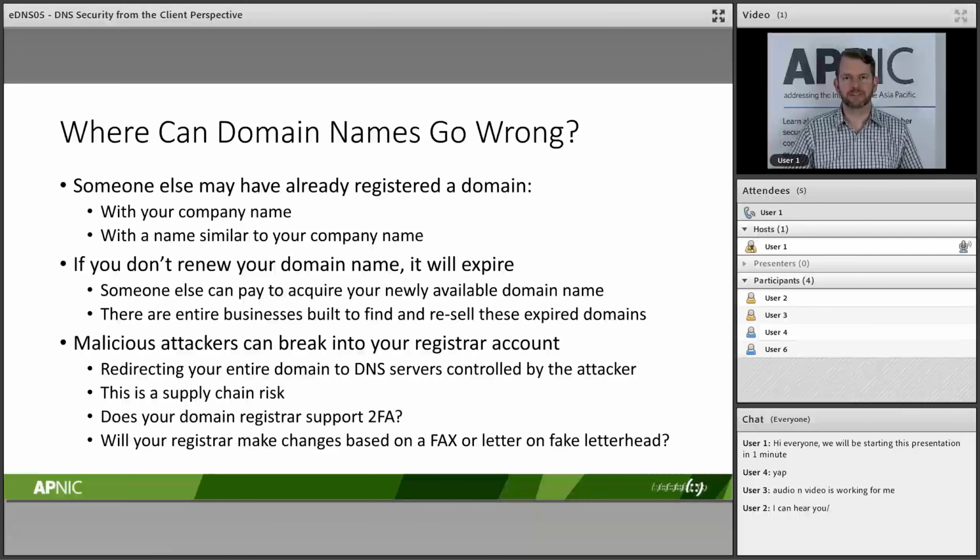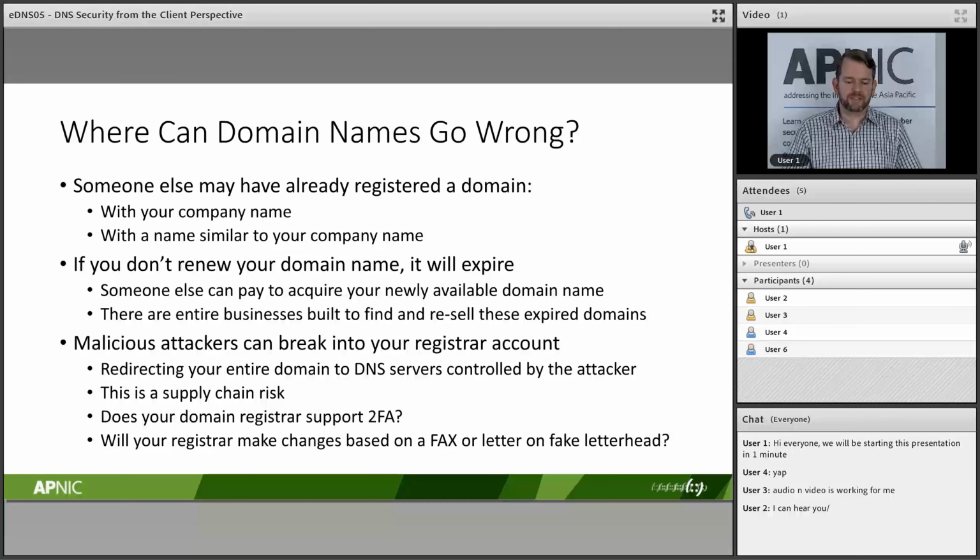So when you look at the registration, it's pretty straightforward, but where can this registration and the registry process go wrong? Well, there's quite a few different ways that we can look at here. The first one is that someone else may have already registered the domain that you are wanting. This may have been with your company name, or it may have been a domain that is similar to your company name that you were trying to register in order to avoid confusion so that people don't go to one domain rather than another.